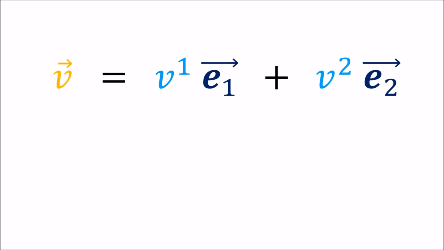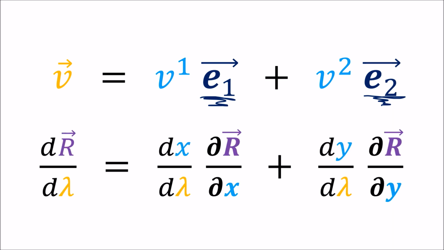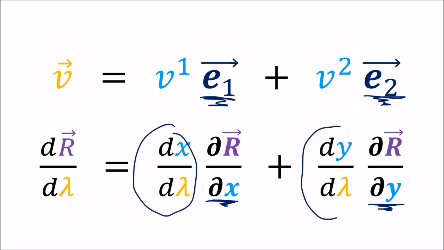So in the beginning of this video, I talked about how taking a single vector v and expanding it into a linear combination of basis vectors e1 and e2 would give us the components v1 and v2. Now, when we have a vector field given along a curve, given by dr by d lambda, we can also expand it into a linear combination of basis vectors partial r by partial x and partial r by partial y, using the chain rule, and that means the components of the vectors would be the derivatives dx by d lambda and dy by d lambda. So these two situations might look pretty different, but they're actually really similar.